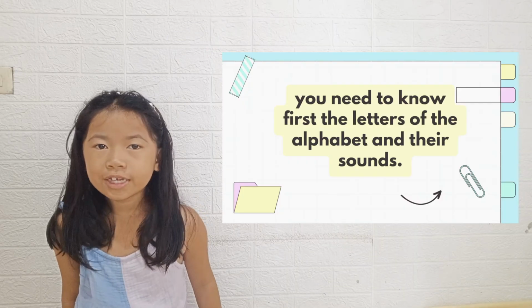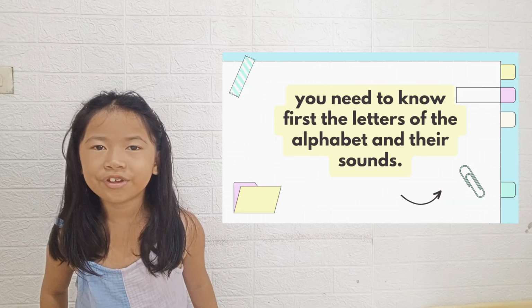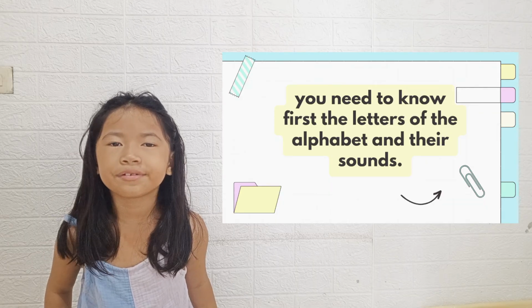Spell two-syllable words with short A, E, I, O, and U sounds in CVC pattern. To spell words in CVC pattern, you need to know first the letters of the alphabet and their sounds.